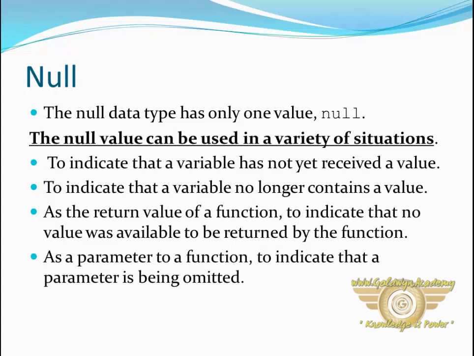Null. The null data type has only one value, null. The null value can be used in a variety of situations. The situations are: to indicate that a variable has not yet received a value, to indicate that a variable no longer contains a value, as the return value of a function, to indicate that no value was available to be returned by a function, or as a parameter to a function to indicate that a parameter is being omitted.